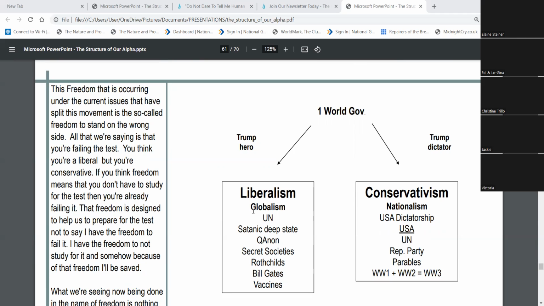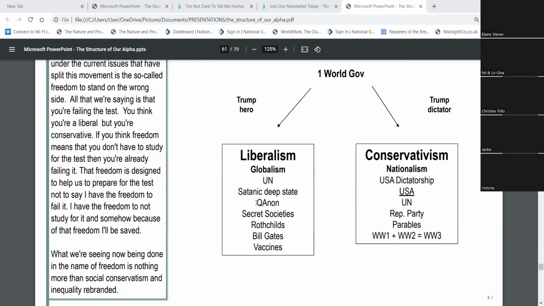If you think freedom means that you don't have to study for the test, then you're already failing it. That freedom is designed to help us prepare for the test, not to say I have the freedom to fail it. I have the freedom to not study for it, and somehow because of that freedom, I'll be saved. What we're seeing now being done in the name of freedom is nothing more than social conservatism and inequality rebranded.